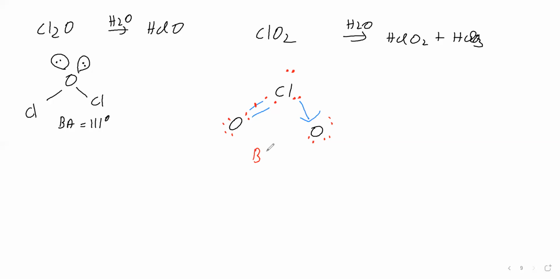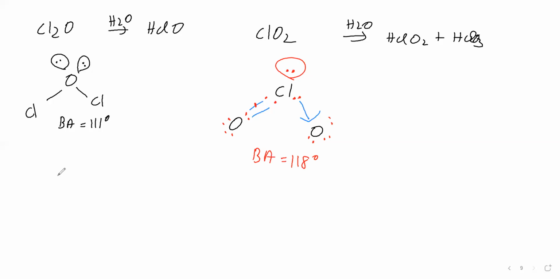Here, what is the bond angle? The bond angle is 118 degrees. Now, here if you see, 2 sigma bonds are there, 1 lone pair is there. That means 3 electron pairs. 3 electron pairs means 120 degree angle. Due to the lone pair, it is less than 120 degrees.